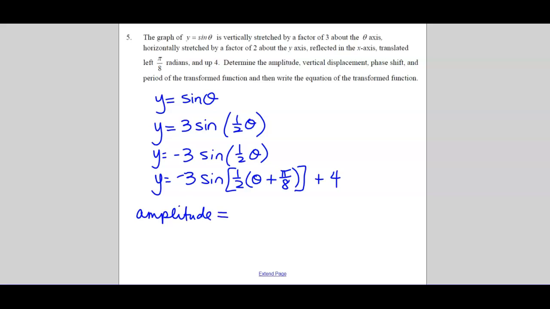So amplitude is the absolute value of A, so that's 3. Vertical displacement is the same as the D value. Phase shift, here we went left pi over 8, so it would be negative pi over 8.